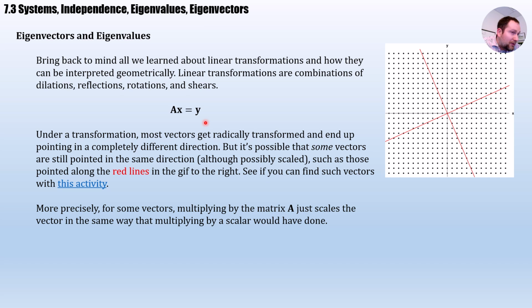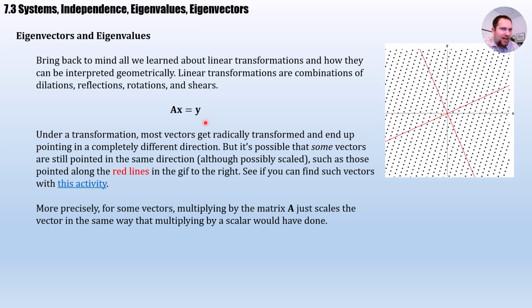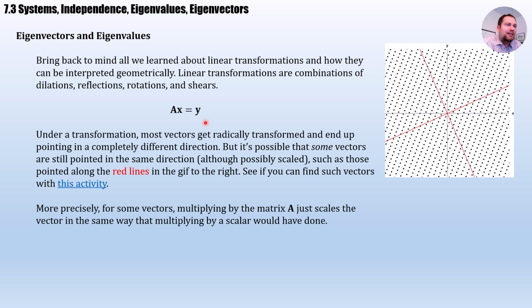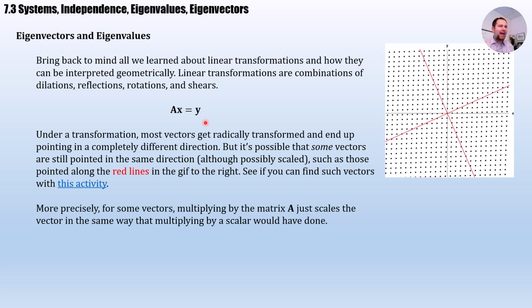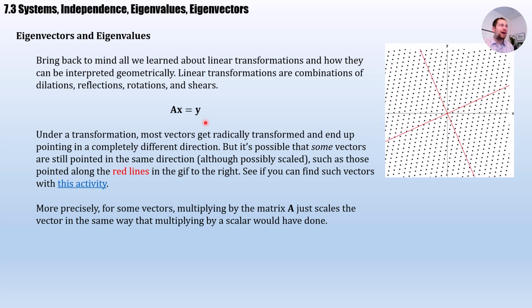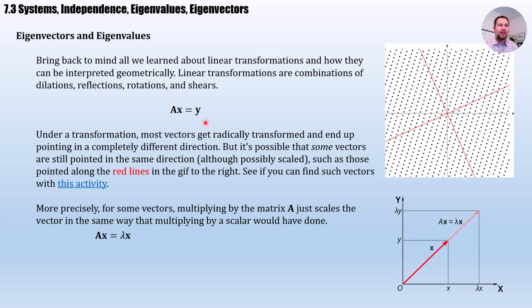So let's be precise though, and this gets back into what we were hinting at in the warm-up today. What we're looking for is certain vectors where multiplying by the matrix A is just the same as if we had multiplied by a scalar. I hope you understand that that's really what we're getting at here.